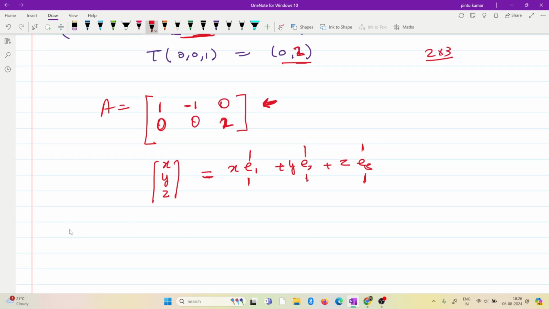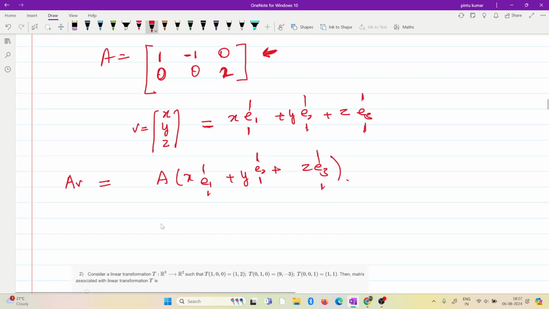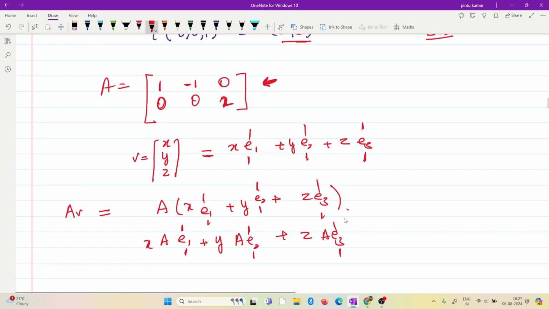So finding A of V, let's say this vector is V, is equivalent to multiplying A with x times E1 plus y times E2 plus z times E3, right? As you know, matrix multiplication is a linear transformation. You can split this to obtain x times A of E1 plus y times A of E2 plus z times A of E3. Okay, now you see what happens.